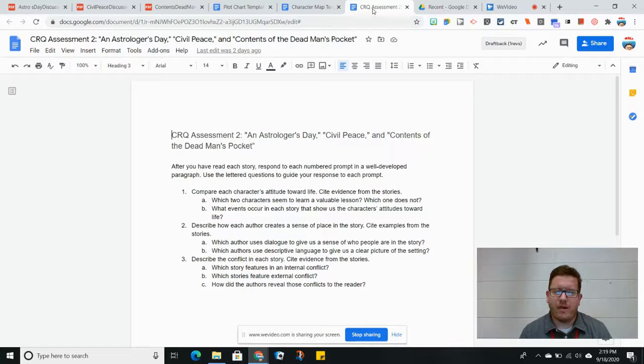And this will kind of sort of apply to that first set. So the first set of stories was Lamb to the Slaughter, The Landlady, and Prey. Two of those are on CommonLit.